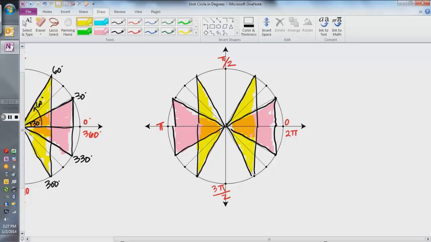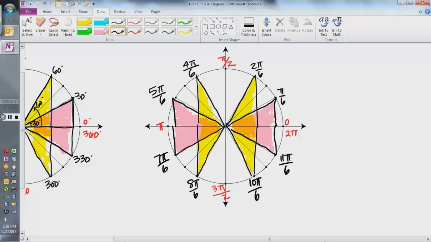Okay. So we're going to count this off pi over 6. This is 1 pi over 6. This is 2 pi over 6. 3 pi over 6. 4 pi over 6. 5 pi over 6. 6 pi over 6, which is the same as pi. It's a good checkpoint. 7 pi over 6. 8 pi over 6. 9 pi over 6, which is the same as 3 pi over 2. 10 pi over 6. 11 pi over 6, 12 pi over 6, which is the same as 2 pi.